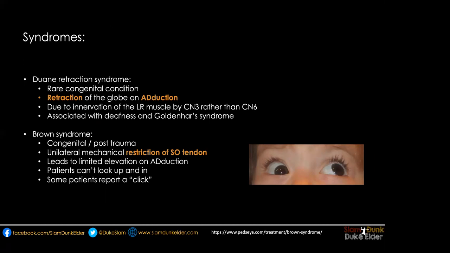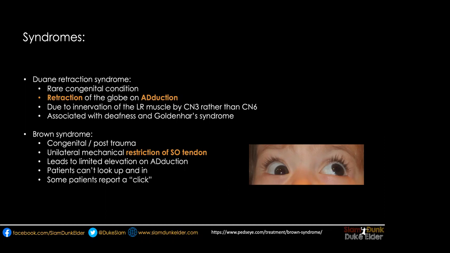So we have your Duane syndrome. There are 3 types of this, but type 1 is the most common, and this is retraction of the globe on adduction. It's caused because your lateral rectus muscle is innervated by cranial nerve 3 rather than cranial nerve 6. So the medial rectus and the lateral rectus pull at the same time, and your eye shifts back into the orbit. It's associated with deafness and Goldenhar syndrome.